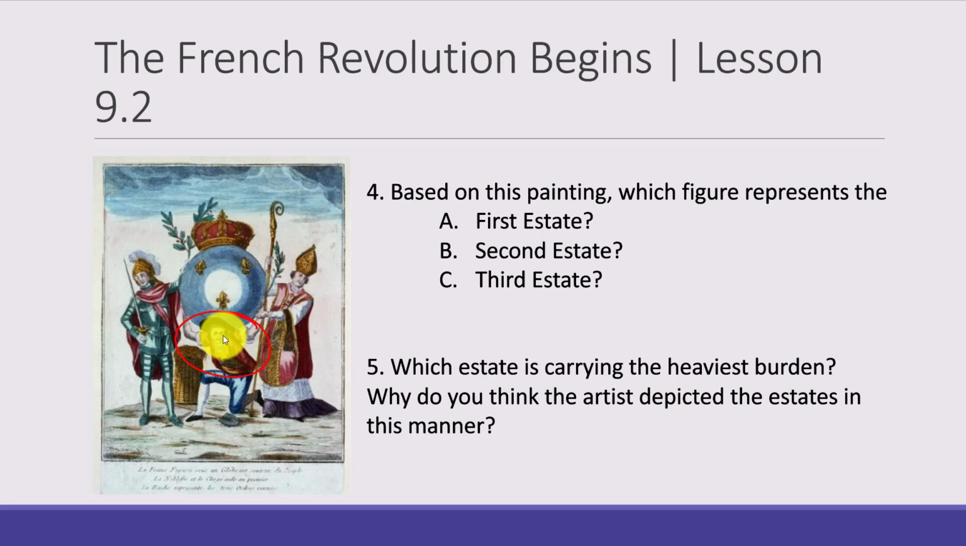So that kind of shows the amount of burden that the third estate had, and also how much the French government was about to crumble based on its own financial troubles, right? So that's pretty much what we would see here in terms of this depiction of this painting. All right, good. Let's move on.